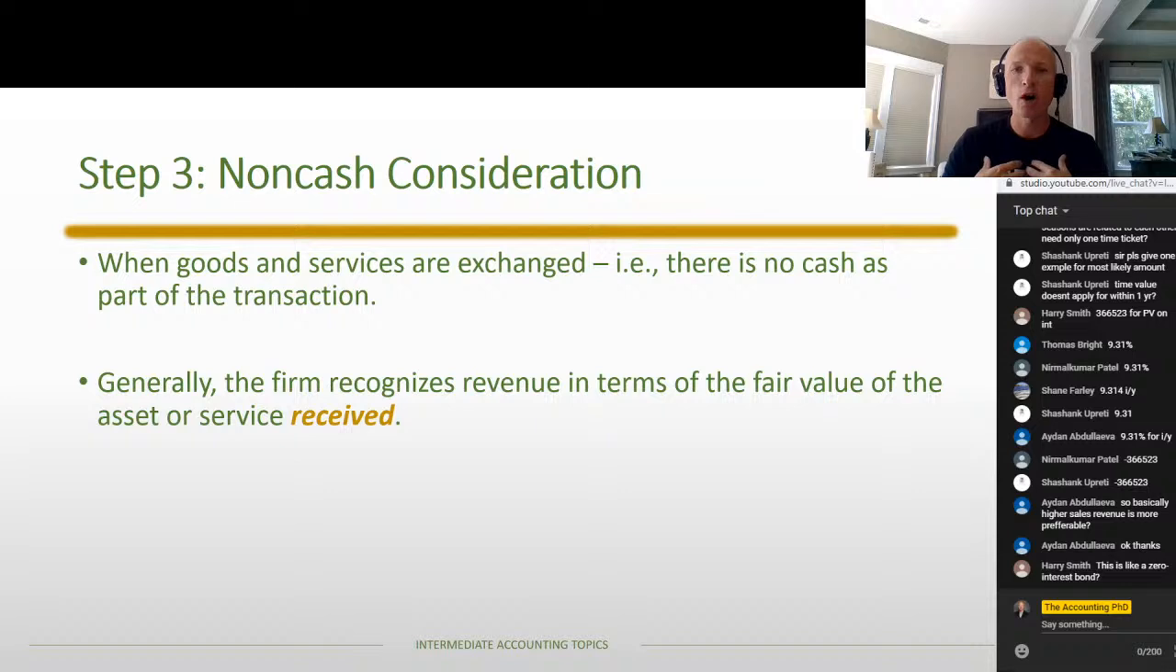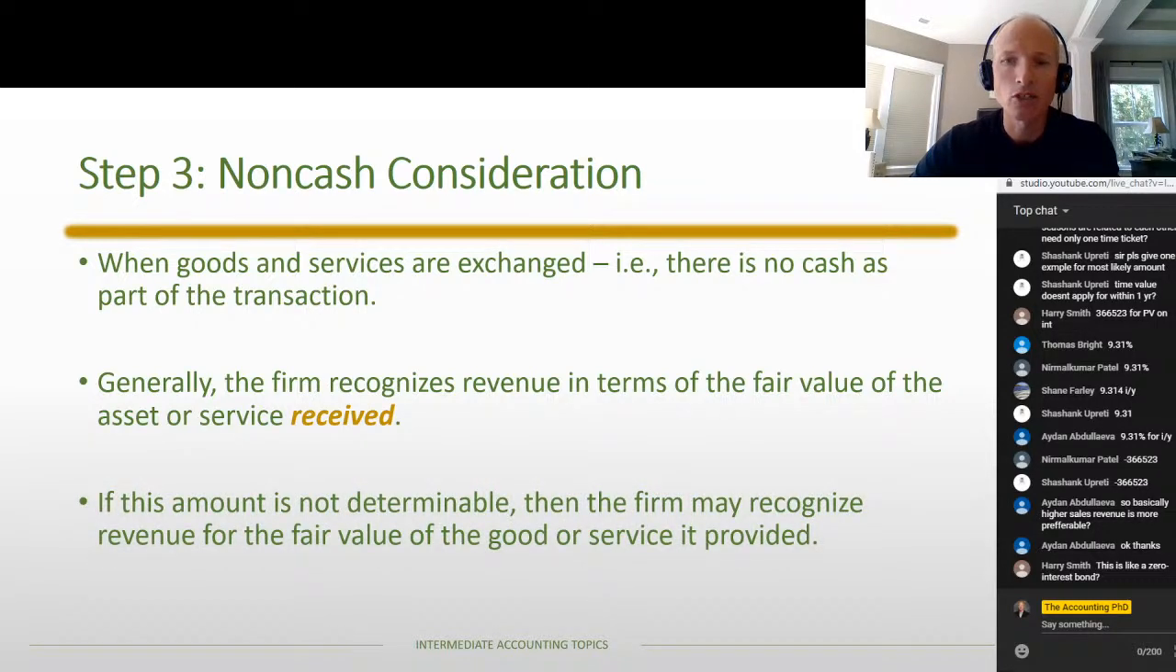If I'm the software company, I'm going to estimate the fair value of that accounting service, and that's what I'm going to recognize as revenue. The accounting service would basically estimate the fair value of the computer service, and that's what they would use to value the transaction. And so just understand, whenever there's this exchange, generally speaking, you use the fair value of the item that you're receiving to estimate the fair value of the transaction.